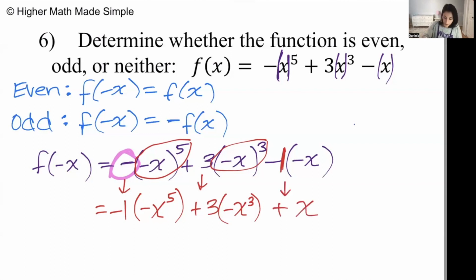Now we're doing the multiplications. So a negative times a negative turns into a positive, times a negative, so that's going to be -3x to the third, and then drop down this +x. There are no more like terms because all the exponents are different.